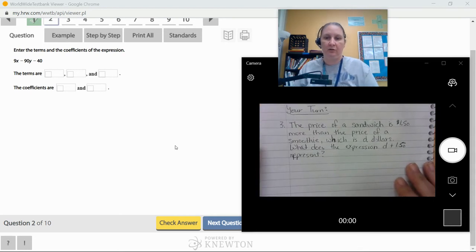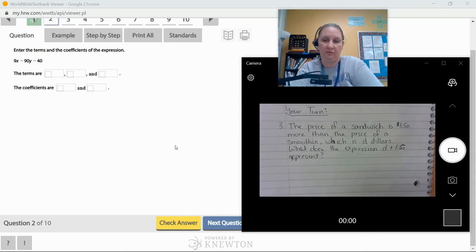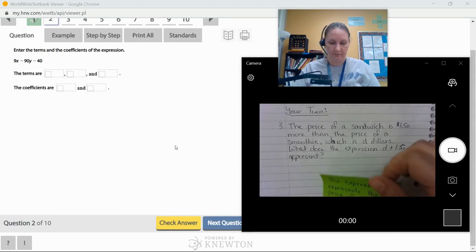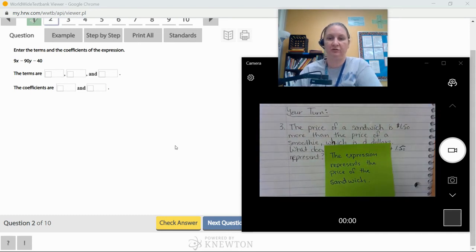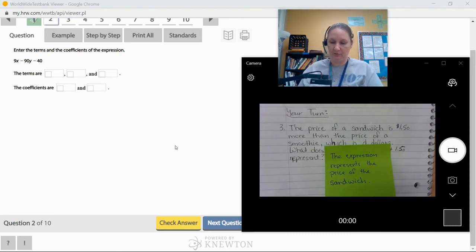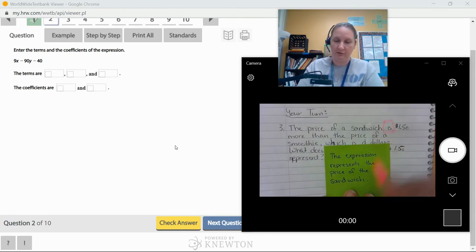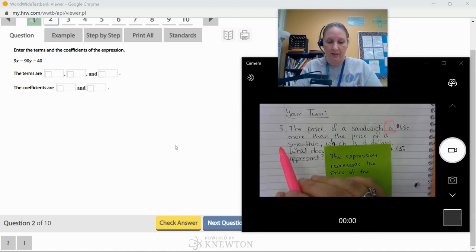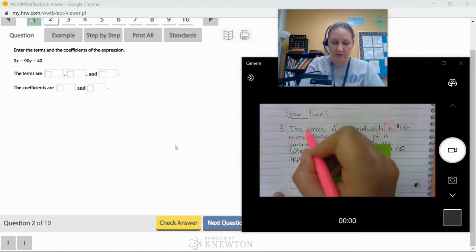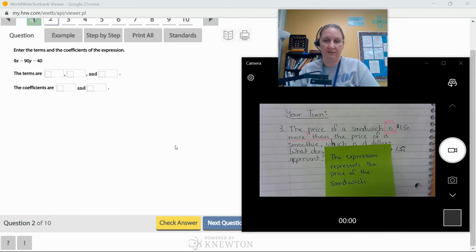So your turn. The problem is: the price of a sandwich is $1.50 more than the price of a smoothie, which is D dollars. What does the expression D plus $1.50 represent? Okay, so the answer that you should have chosen is the expression represents the price of the sandwich. The word "is" was our keyword that tells us we're going to be doing some kind of a total. And then it said "more than $1.50," which tells us that we're doing a plus. So that gave us an idea of why they came up with that information, and "is" tells us that we were looking for the total price.